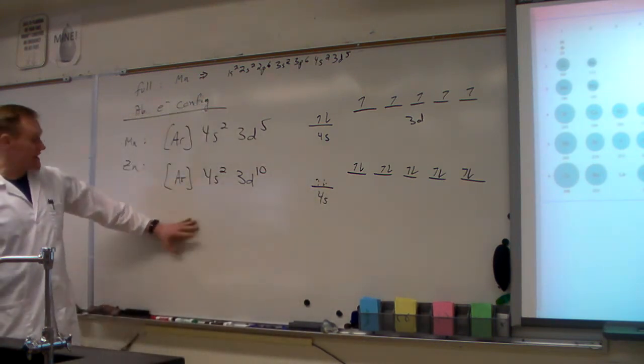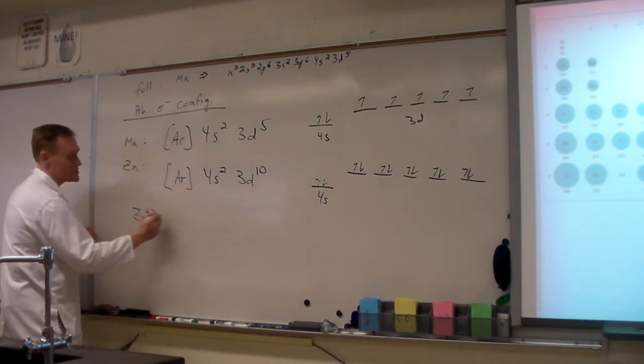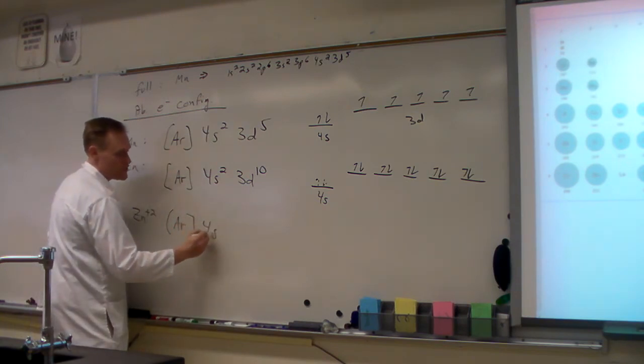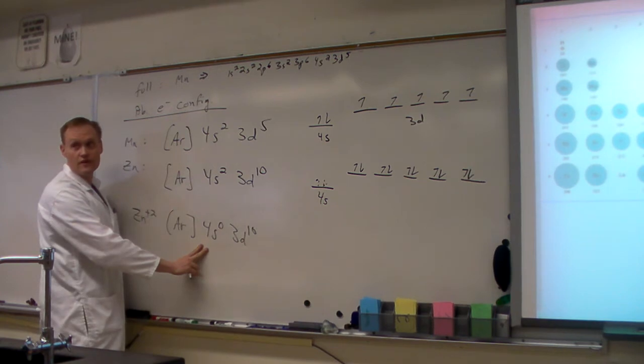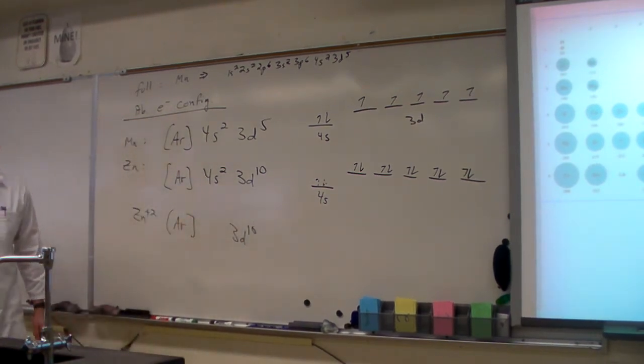And if those are gone, now I'll have zinc with a +2 charge, which would be Ar 4s0 3d10. Do you have to include the 4s0? No. College Board might, depending on the question, and I want you to be aware of that.